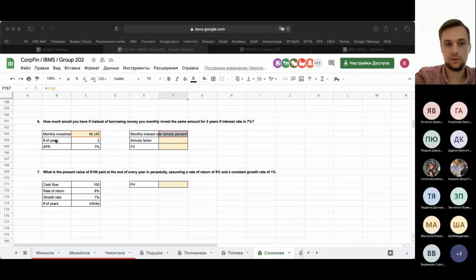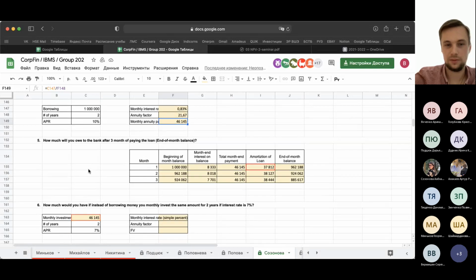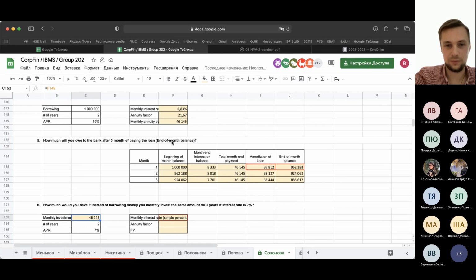So actually in this part, the monthly investment will be the same value that we have calculated in task number 4. If you copied all the tasks, it can appear here automatically. But if not, just remember, just copy this 46 and 145, and that's the monthly investment for this task.